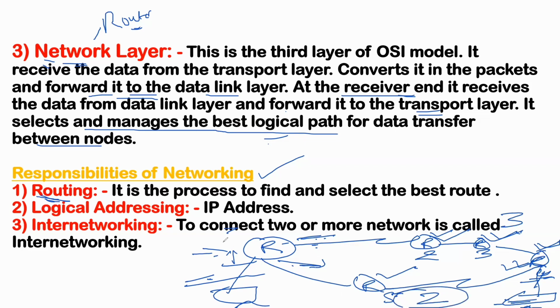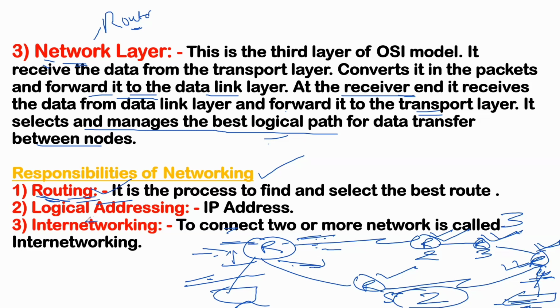So the router will decide from which side it has to go, right? This process is called routing. We have multiple routing protocols in networking, and we can decide from where it will go. We also have dynamic routing protocols, which means the router will automatically decide on which side it has to go. So this is one responsibility of the network layer.